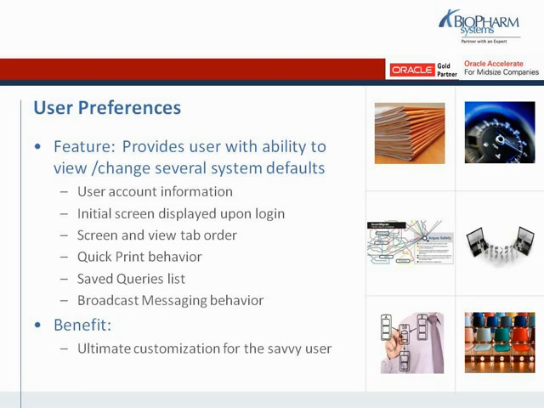And finally, message broadcast behavior. Some of you are aware there's a sort of a ticker at the bottom of your Siebel screen in some cases for message broadcast, and you can personalize the behavior of that, whether you want it to show or not, or just the speed and behavior of the messages that are going across. So those are some of the things that you can do under user preferences.